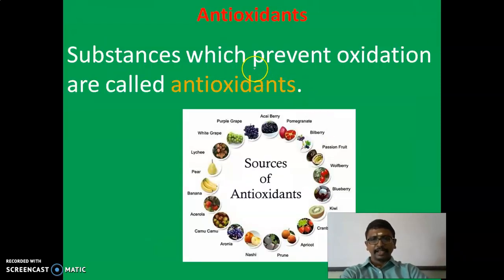And next is antioxidants. What are antioxidants? Anti indicates prevent. So the antioxidants means the substances which prevent oxidation are called antioxidants. There are some sources of antioxidants. If you take these fruits and vegetables, you can increase the antioxidants in your body.